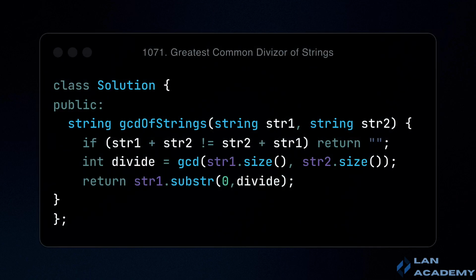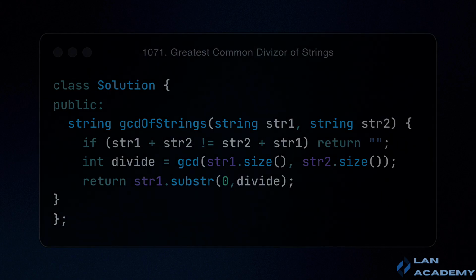In summary, to solve an algorithm such as this, I check if str1 plus str2 equals str2 plus str1. If they're not equal, I return an empty string because there is no common divisor. If they are equal, I find the greatest common divisor of the lengths of str1 and str2. The result is the substring of str1 from the beginning up to this GCD length. This gives me the largest string that divides both str1 and str2.